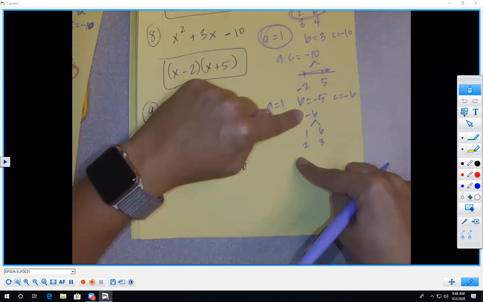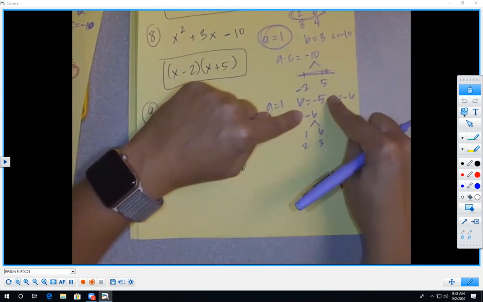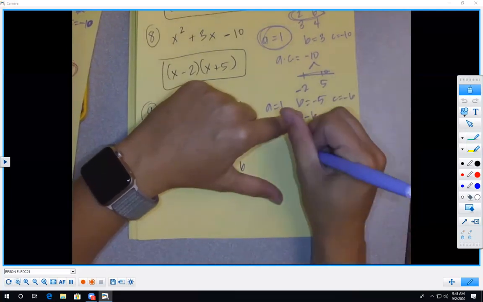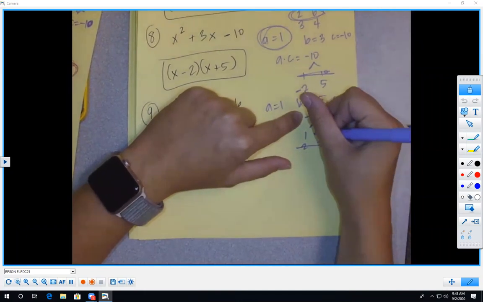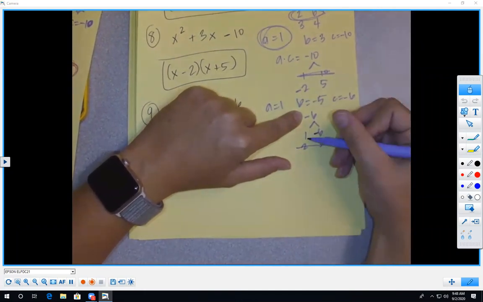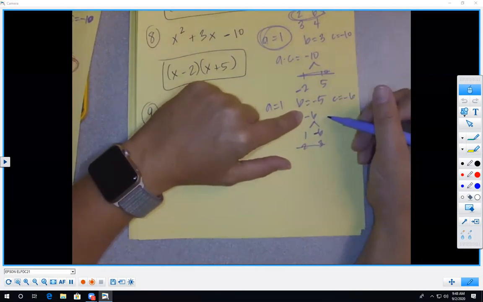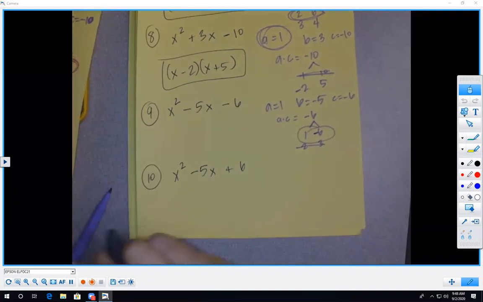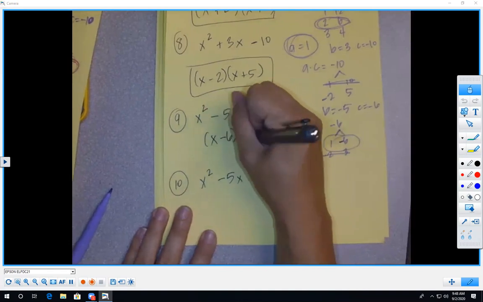So it cannot be negative 2, negative 3. Negative 2 plus negative 3 is negative 5, but does negative 2 times negative 3 give me negative 6? No, it has to be 1 and 6, because only one of them can be negative. 1 plus negative 6 is negative 5. 1 times negative 6 is negative 6. So this is a shortcut problem. What's my answer to that? X minus 6, X plus 1.